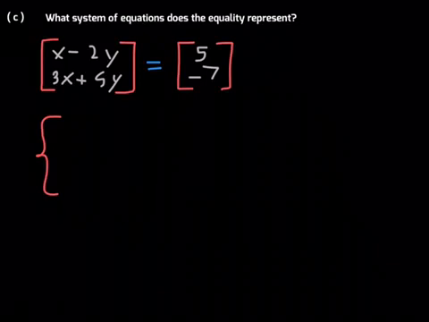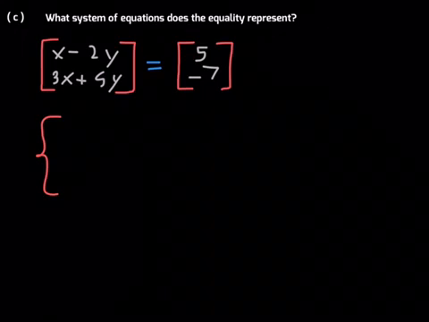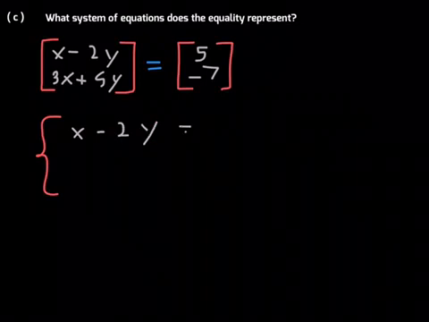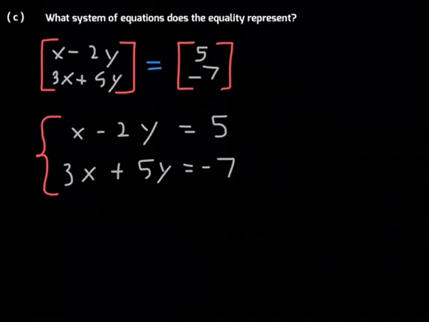And what do you have here? Over here you have x minus 2y, and over here you have 5. So these entries must be the same. So then you're going to have x minus 2y is equal to 5 as the first equation, and then 3x plus 5y has to be the second. That's the only way that these two matrices will be equal. Pretty straightforward, I hope, so far.